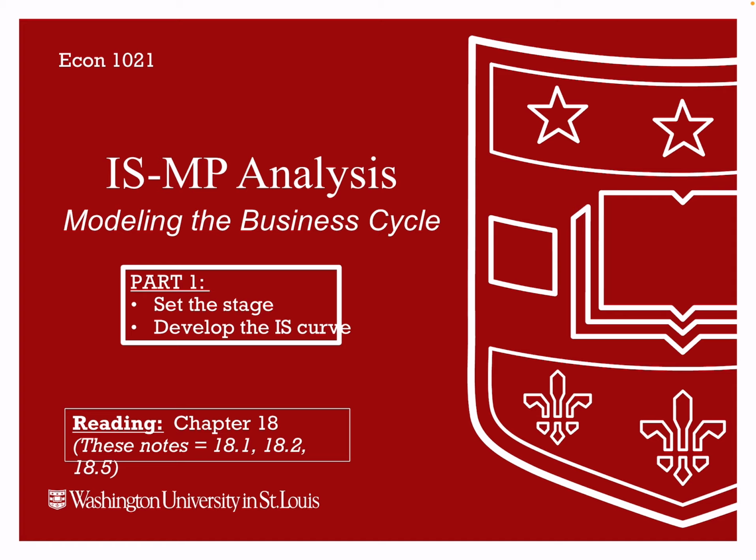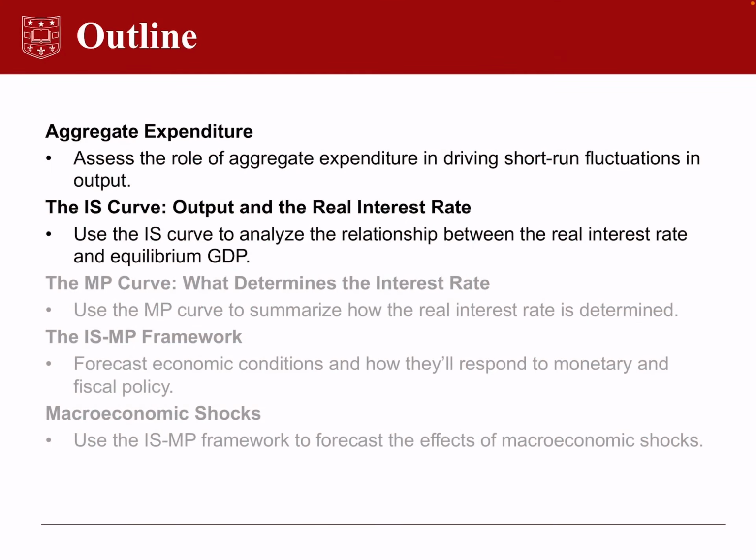And so we're going to do this in a couple of stages. The first stage encompassing these notes is to construct, or develop, what's known as an IS curve. And an IS curve is going to show a relationship between interest rates and spending and output in the macroeconomy.